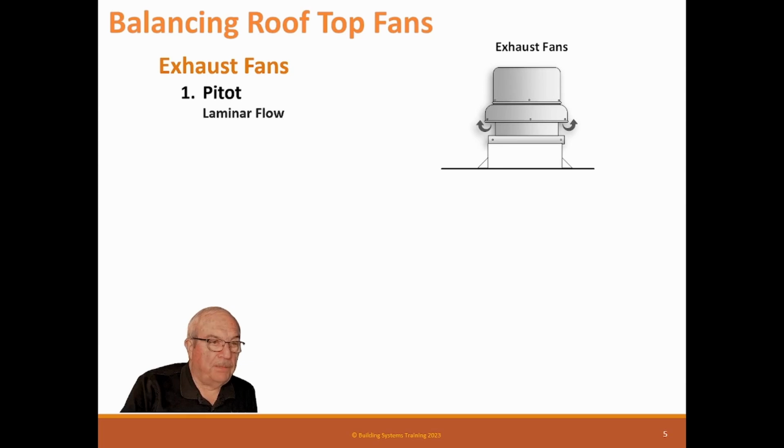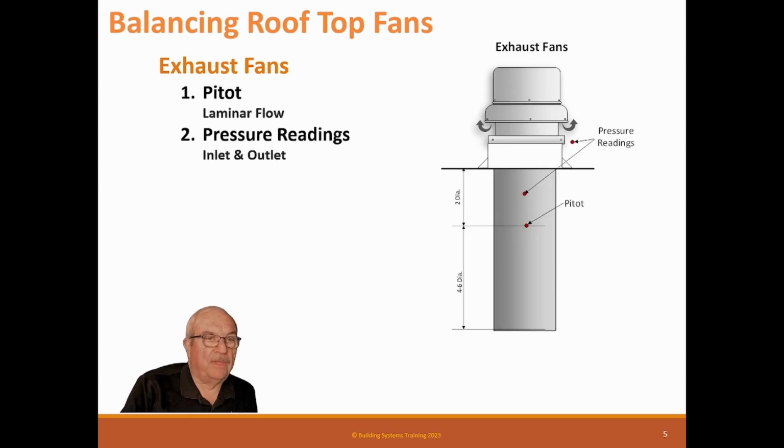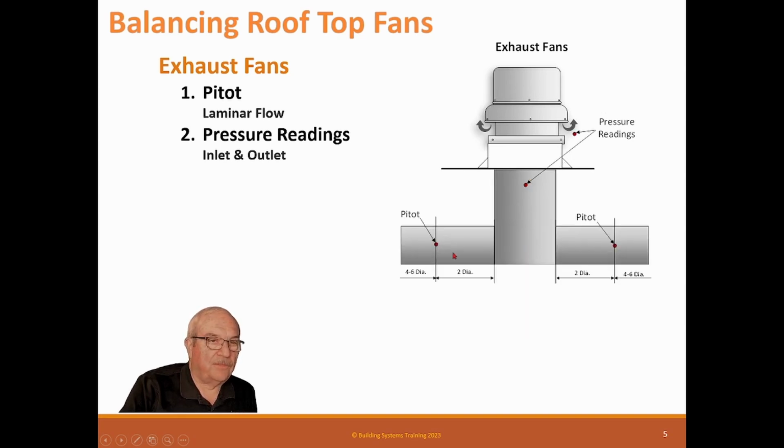The pitots need to be laminar flow, and that means you've got to have enough entrance space. Normally we say 4 to 6 diameters before the pitot and at least 2 after the pitot. And this is a nice straight duct. This would work great. Don't always look this way, so you may have to take pitots over both sides or more than one duct and add it together to get your reading.